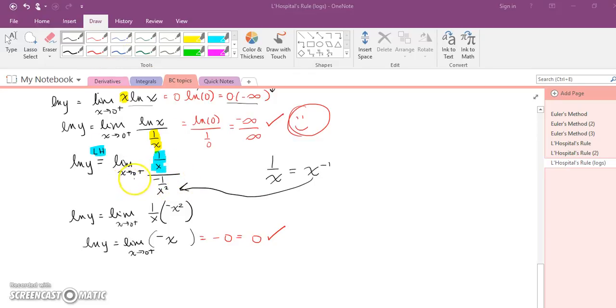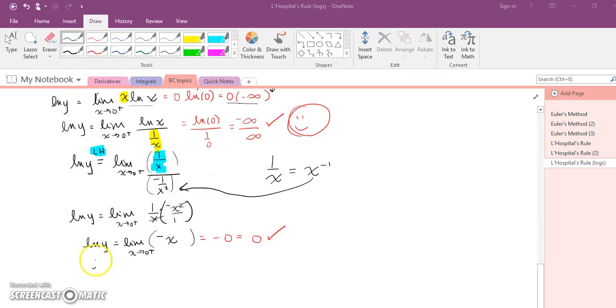Now before you even try doing direct substitution again, always clean up if possible. Dividing two fractions is the same as multiplying by the reciprocal of the denominator. x and x cancel, leaving me with negative x. Plug in, you get 0.